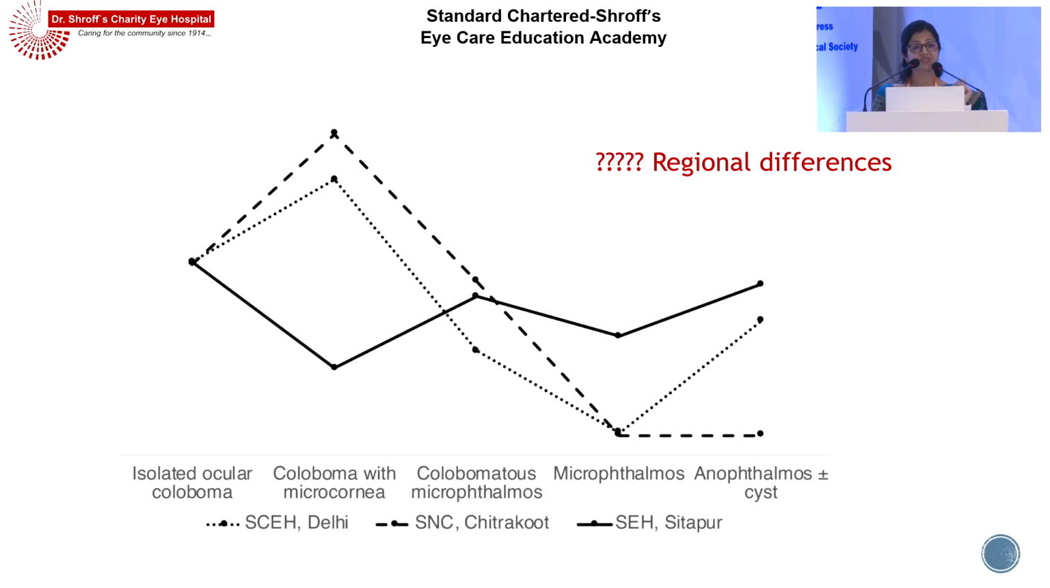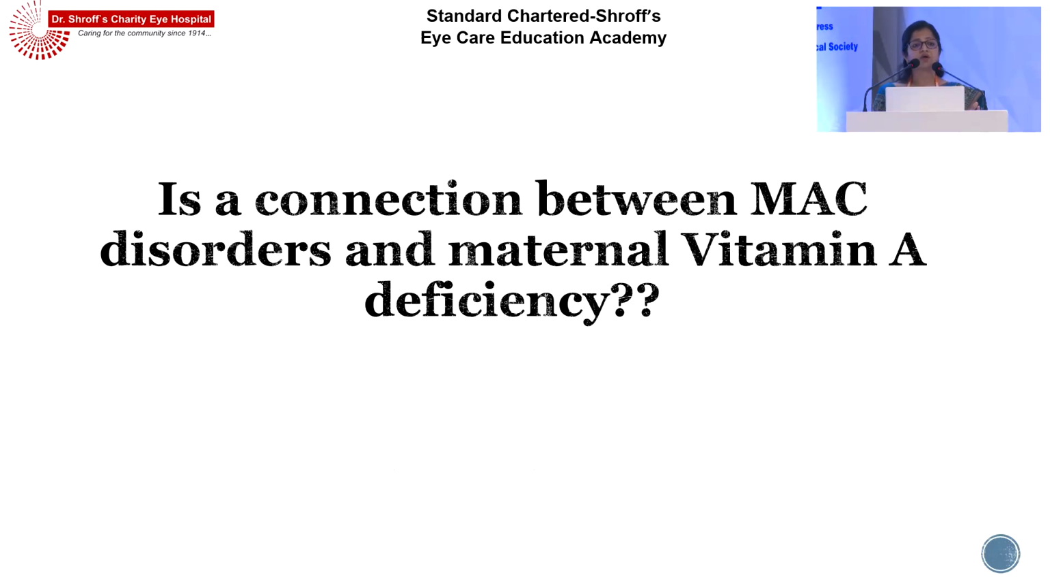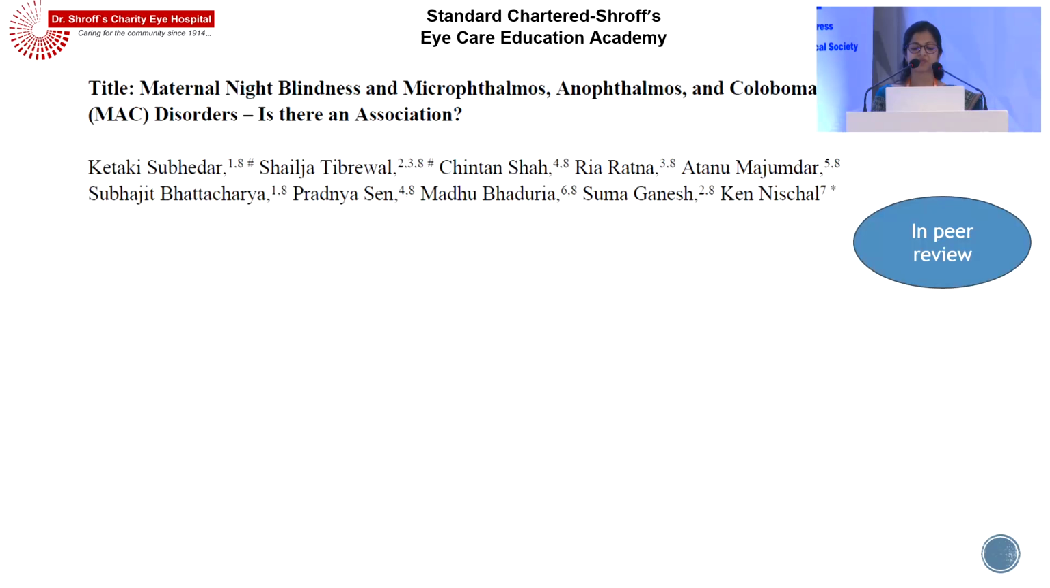Patients from Sitapur especially, which came from a very low socioeconomic community, in fact had the maximum number of colobomatous microphthalmos, bilateral, and anophthalmos. In our discussion with my colleagues, Ketki and Chintan, we noted that Sitapur was also seeing a lot of vitamin A deficiency, and in some parts of our hospital, a Mohammadi hospital in our network, we were also seeing vitamin A deficiency in the cornea as well. That's how we explored this association of vitamin A deficiency in MAC.